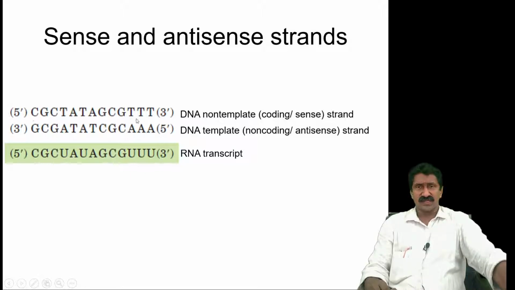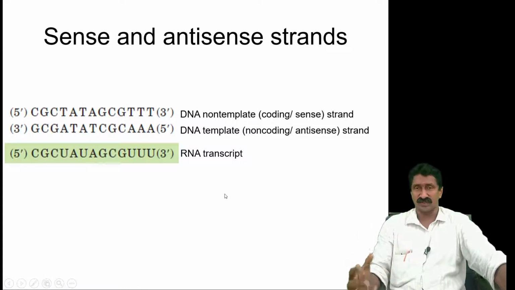And the first strand is known as the DNA non-template or coding strand or sense strand. And using the second strand, the RNA transcript is produced. Normally all the transcripts are marked from 5' to 3'. So that is the normal representation of a nucleotide strand. And here the 5' will be on the left side and the 3' will be on the right side.